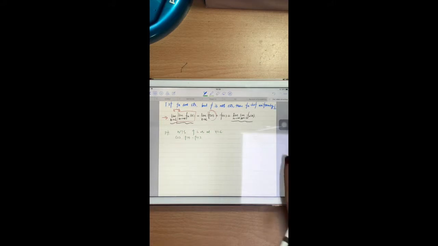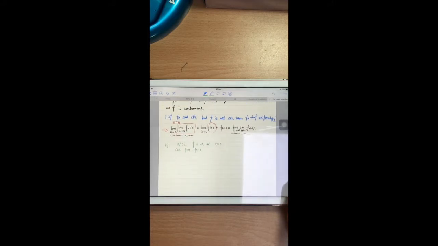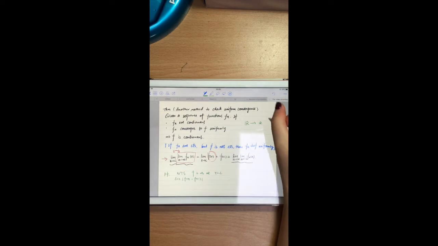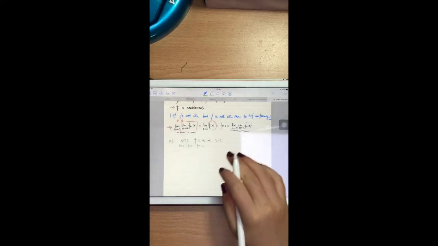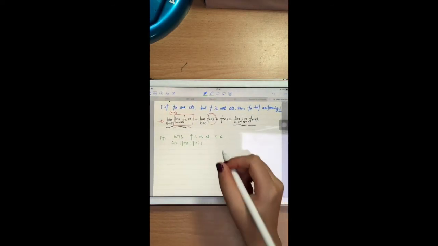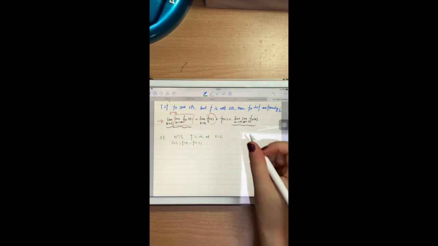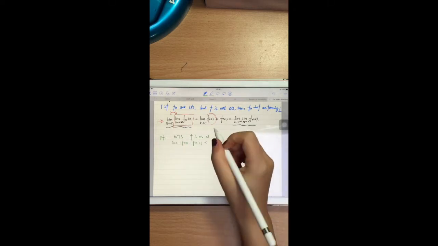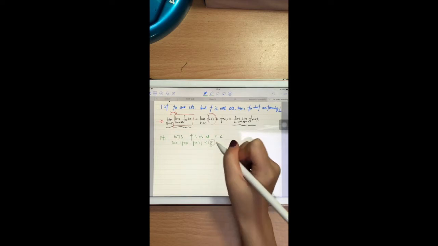So suppose the functions are from R to R. Sorry, I should mention the distance function is d_1. So |f(x) minus f(c)|, taking the absolute value, we want to show it's small, smaller than epsilon.